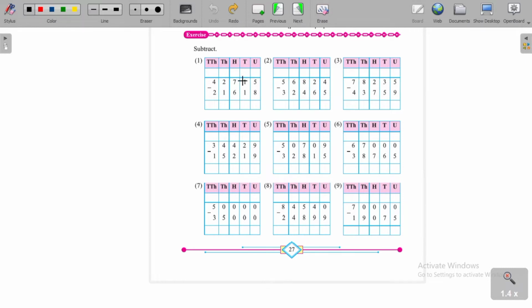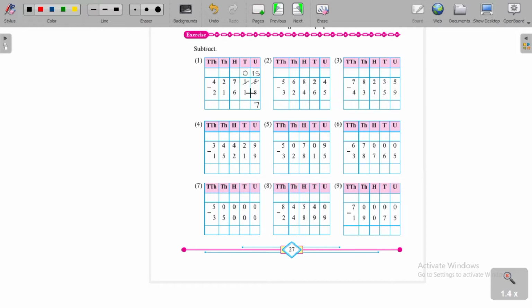Hence, we borrow from tens place. So, we are going to borrow 1 ten to the units. So, this 1 ten is borrowed to the units place. So, 0 tens remain here and the 10 units what we have borrowed here, those 10 units and these 5 units together, they make 15 units. Now 15 minus 8 is 7.